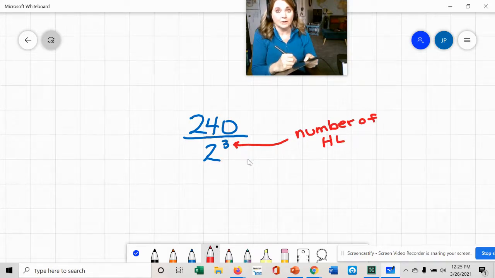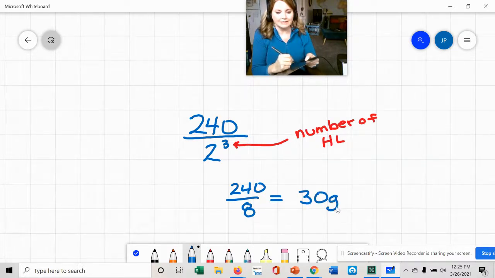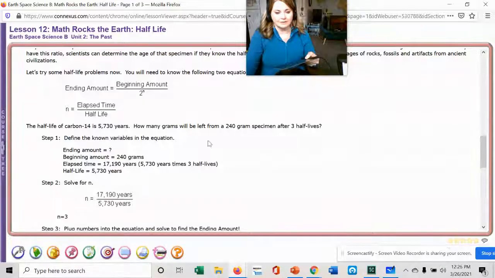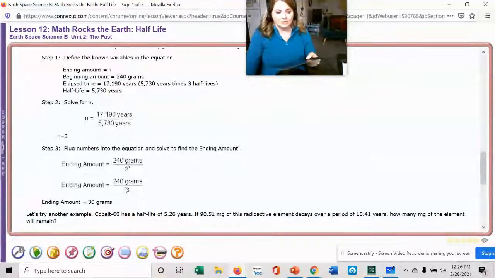Well, 2 to the 3rd power is just 2 times 2 times 2, which is 8, right? So we're going to take 240 and divide it by 8. Well, this is actually a pretty simple problem because 240 is exactly divisible by 8. It should give us 30. And that's how many grams we should have left. So let's go back to the actual lesson. So it shows us 240 divided by 8 would give us 30 grams. So we end up with 30 grams, right?